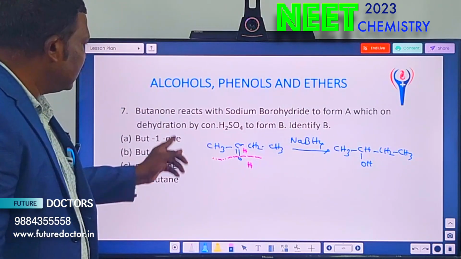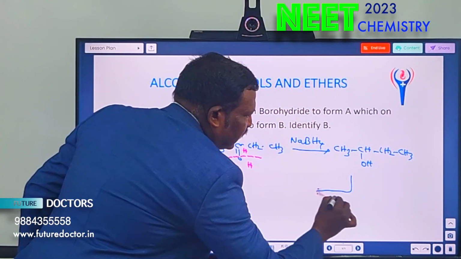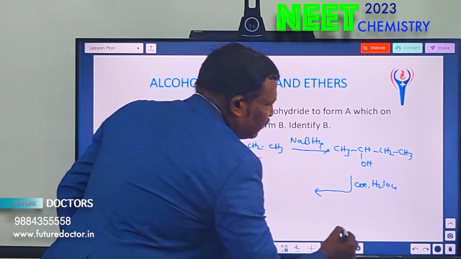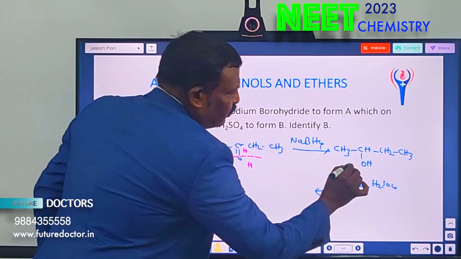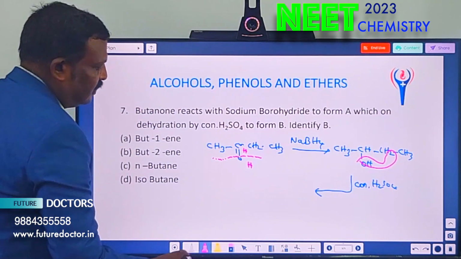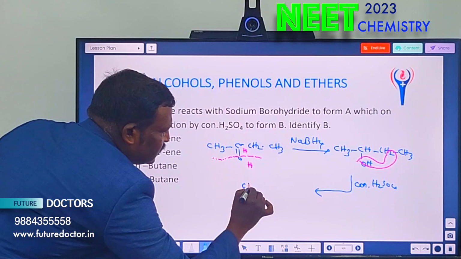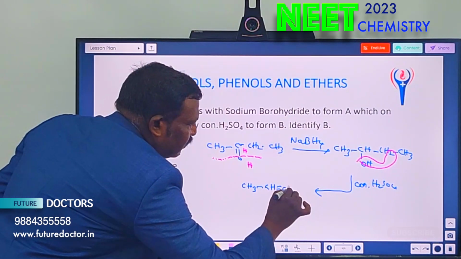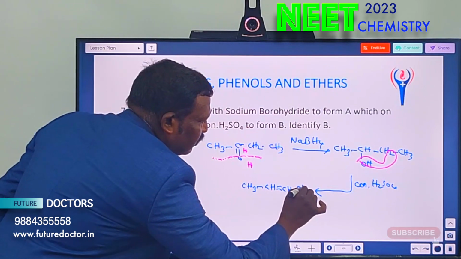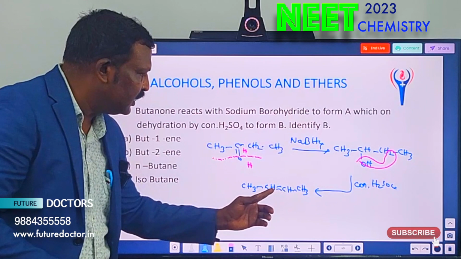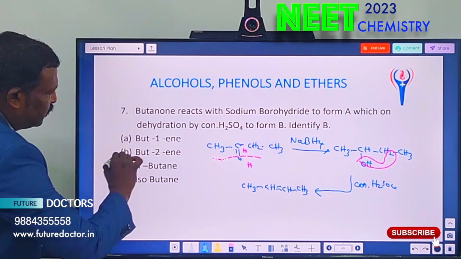Again, dehydration. When it undergoes dehydration by concentrated sulfuric acid, what happens? It will remove an H2O molecule. This side only we should remove, according to Zaitsev's rule. So what's the product? We will get CH3, CH, and the double bond will come in between. So the product will be but-2-ene, with the double bond between 2 and 3. So B is the correct one.